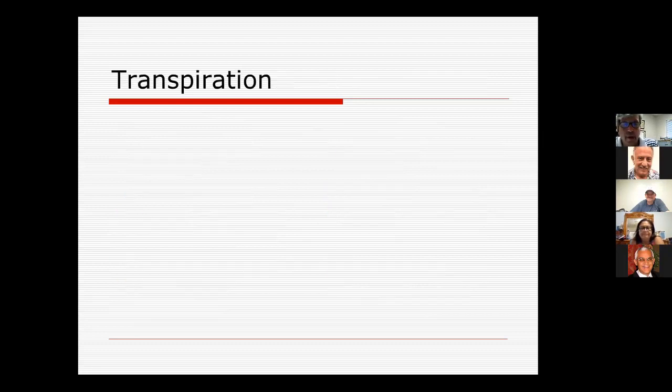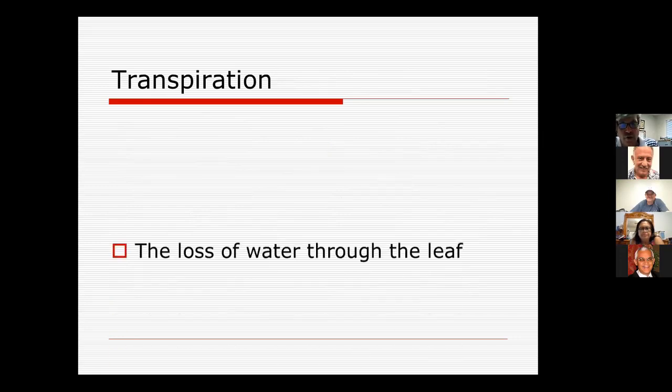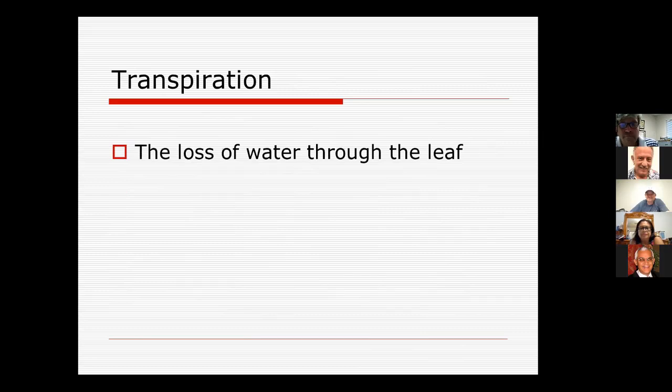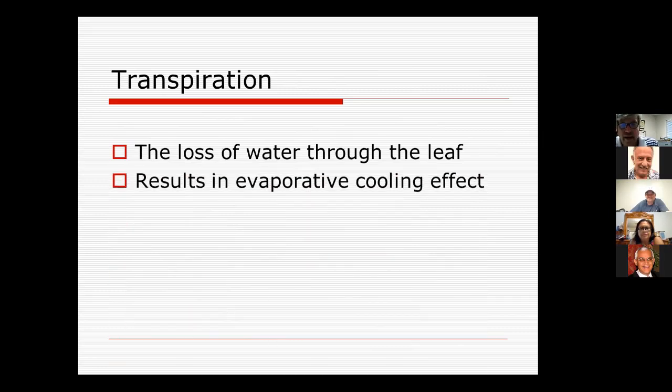So then transpiration. Transpiration is the loss of water through the plant leaves. That's the basic definition. And the reason why it's important is it's evaporative cooling. When water evaporates, it takes heat, it uses heat, and it cools things down. That's the reason why when you get out of the swimming pool or the bathtub and you have water on you, you get chilled. That's evaporative cooling.